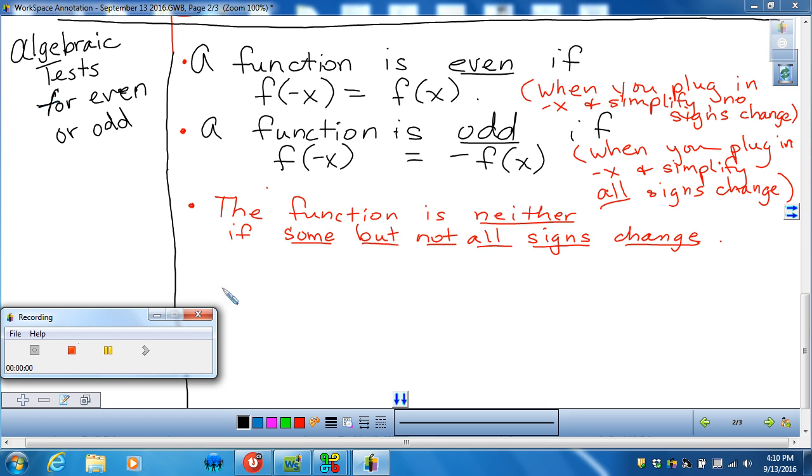So let's do a couple of examples. If you'll take a moment and copy this information down, and then we'll do a couple of examples to show you how this works.